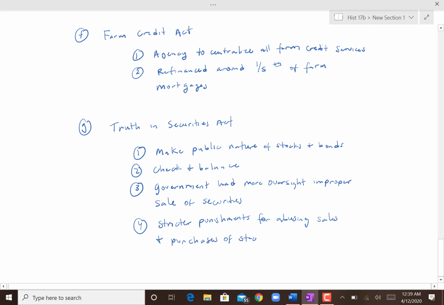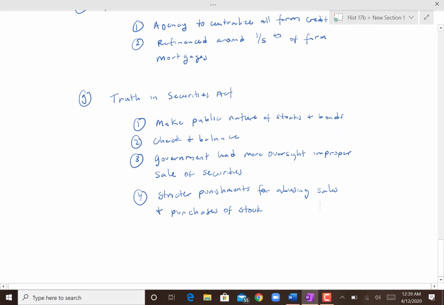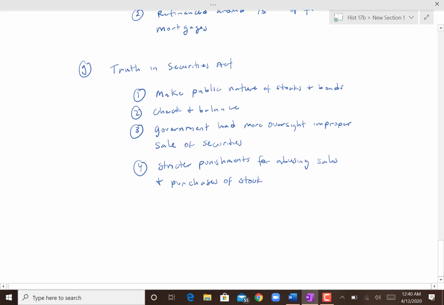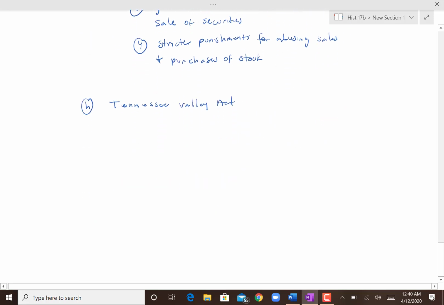After this one, we have the Tennessee Valley Act. Now, this one is unique too, right? You had the very first one, not the Emergency Banking Act, but the Economy Act, which was unique. And the Tennessee Valley one was unique because this was the only one that looked at a specific state, whereas all the other ones were multiple states or for the nation as a whole.